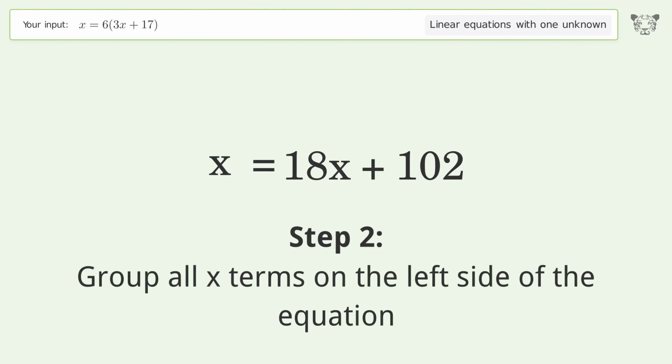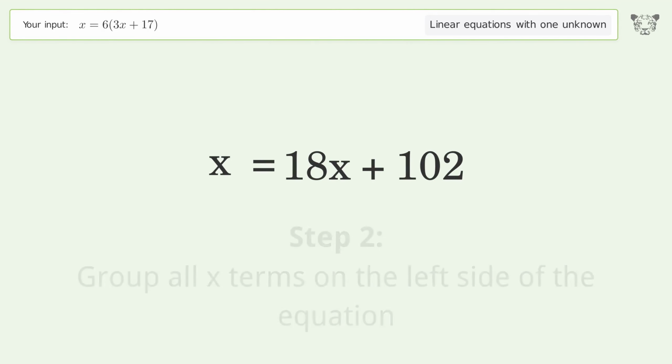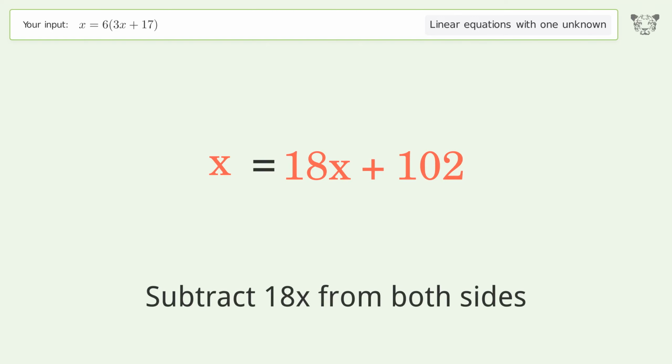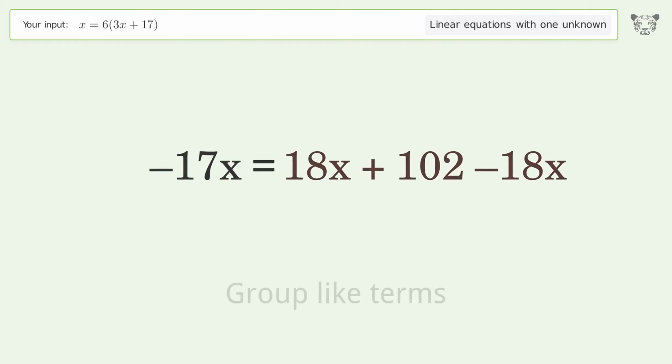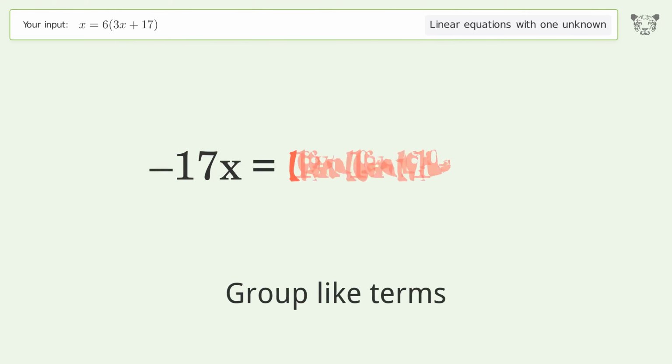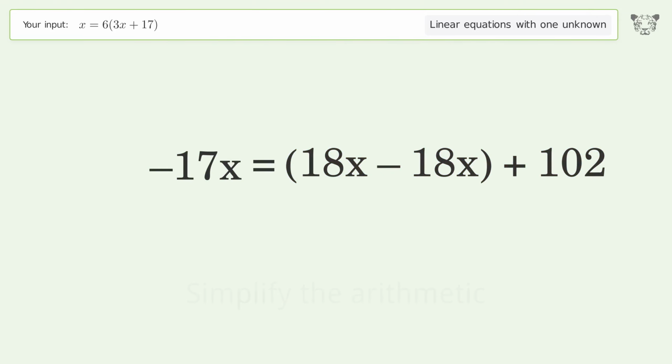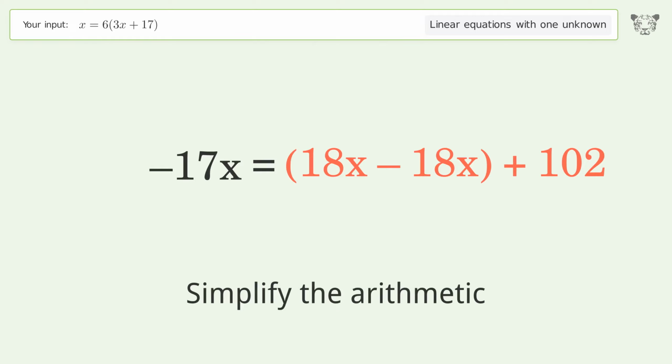Group all x terms on the left side of the equation. Subtract 18x from both sides. Simplify the arithmetic. Group like terms. Simplify the arithmetic.